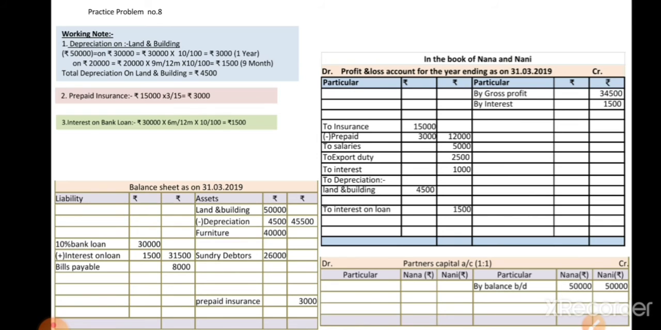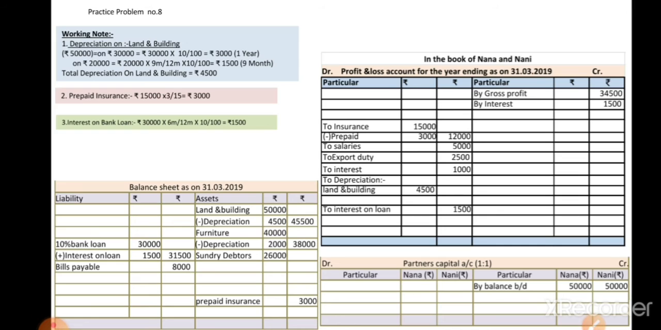So the total depreciation you can directly show in the balance sheet as minus depreciation 4,500, or in presentation you can separately show 50,000 minus 20,000, remaining 30,000, or you can separately show the depreciation on that land and building, or combined you can show the depreciation as rupees 4,500. And the balancing amount of land and building is shown as 45,500. I hope your depreciation concept is clear.